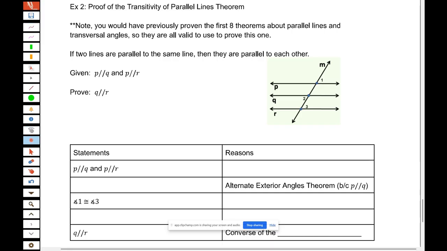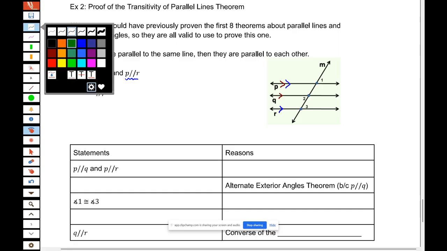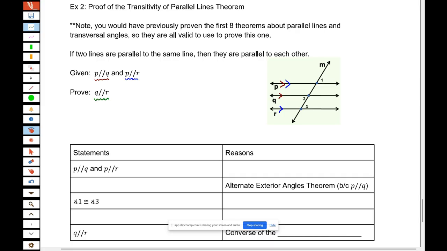All right, so we are going to prove that if 2 lines are parallel to the same line, they are parallel to each other. We are given that P is parallel to Q, so I'll mark P and Q parallel. We are also given that P is parallel to R. So we want to link together that Q is parallel to R. So I'm going to write given for the first reason.